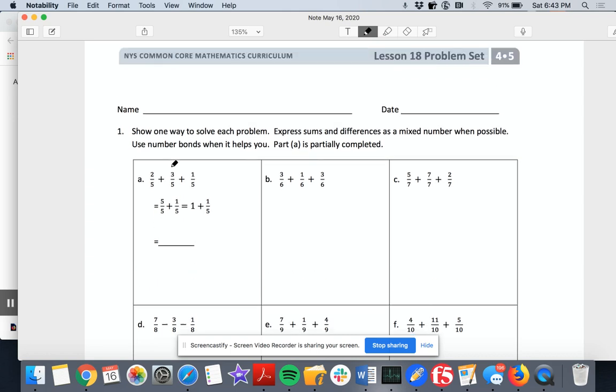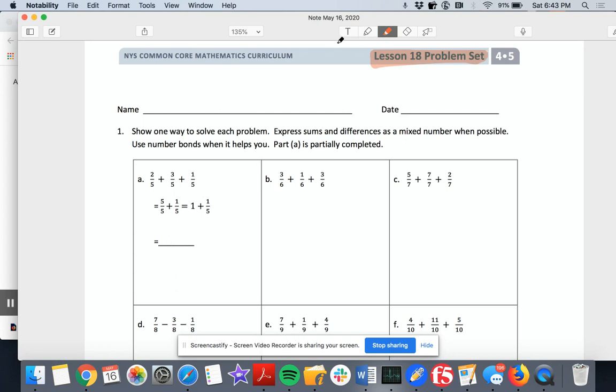So today we are just going to continue to combine what we've been doing the last few days. We will be using number bond, standard algorithm, all of that good stuff to add and subtract fractions, including improper fractions and mixed numbers. So let's get after it.